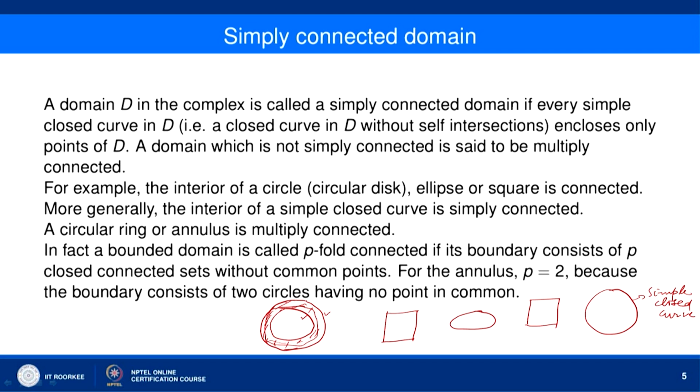For example, you consider a domain like this. You can see here that this is not a simply connected domain, because if you take a closed curve like this, it cannot be shrunk to a point without leaving the domain. The interior of this closed curve is not simply connected, and the boundary of this region consists of 1, 2, 3 and 4 parts. So, it is 4 connected. P connected means 4 connected domain. It is a multiply connected domain.